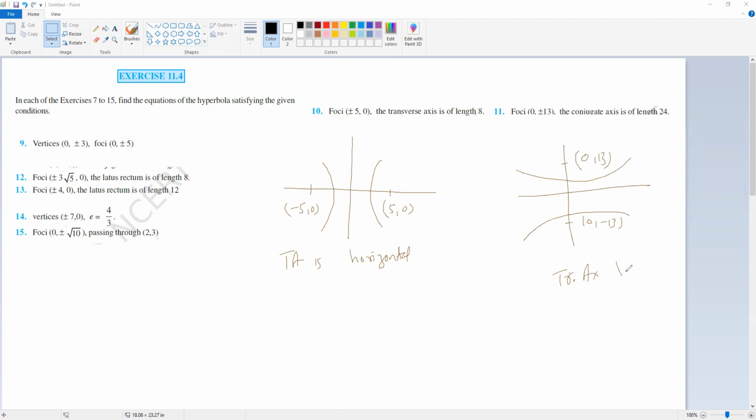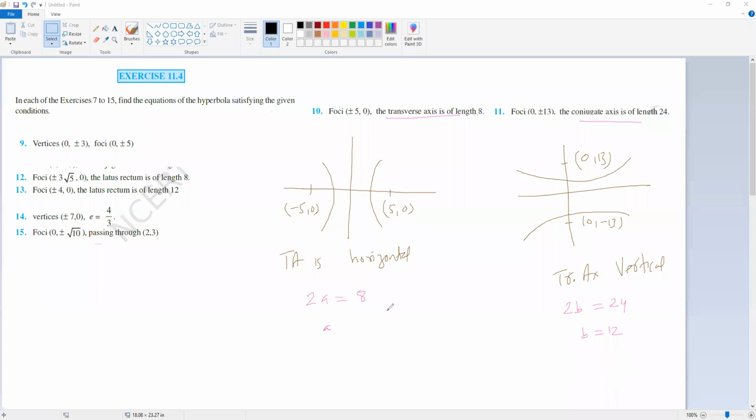transverse axis is vertical. Now here the length of the transverse axis is 8, so whatever the value of a, smaller or big, transverse axis is always 2a. Conjugate axis length is 2b, so 2b is equal to 24, here b is equal to 12, here you will get a is equal to 4. Now if horizontal, the equation is x square by a square minus y square by b square is equal to 1. If vertical, the equation is y square by a square minus x square by b square is equal to 1.